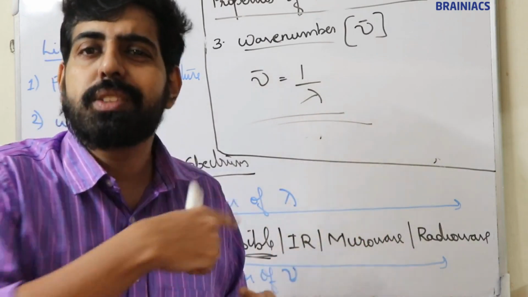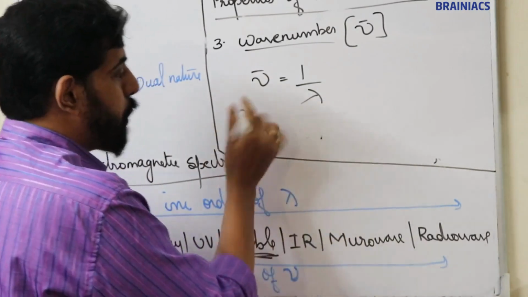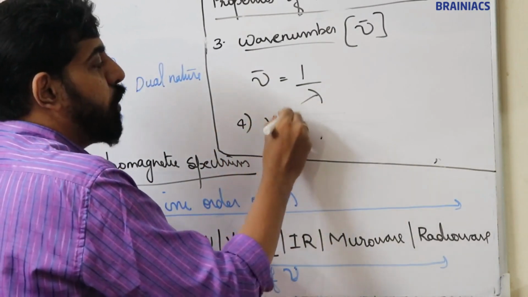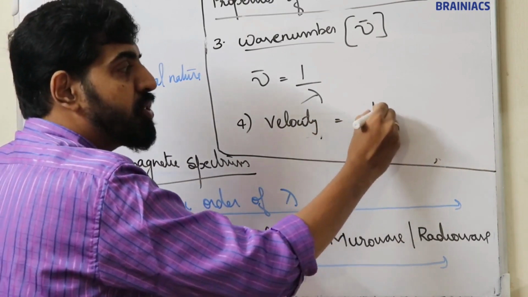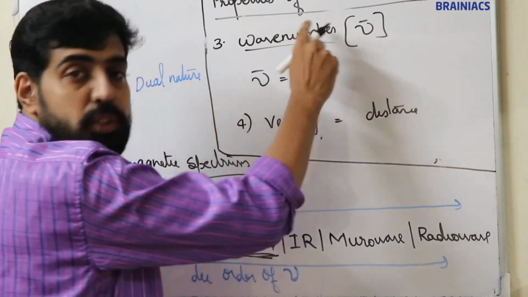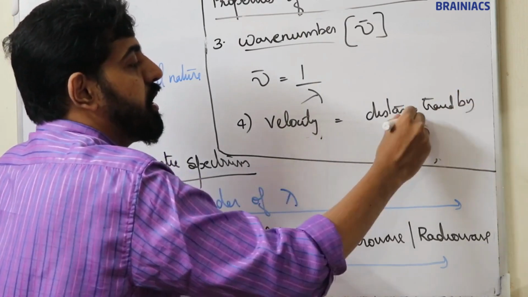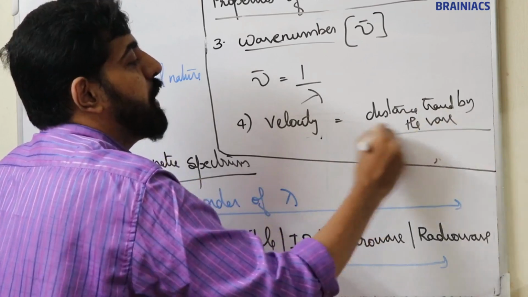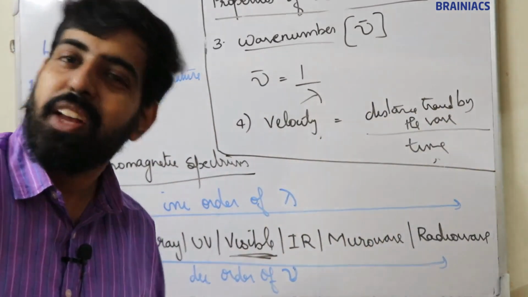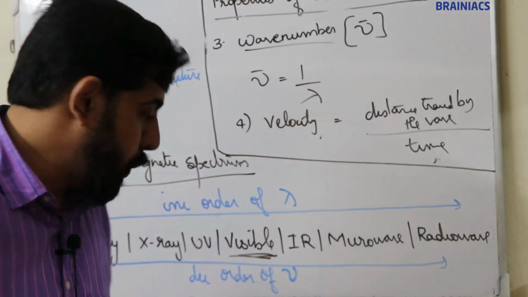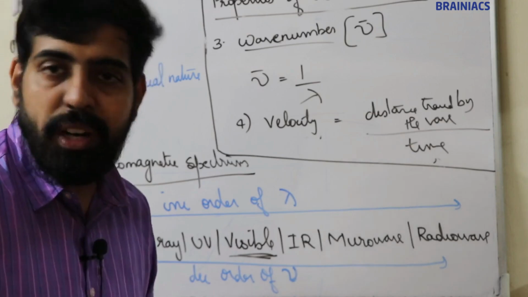What is velocity? Distance traveled divided by time. That you know. Velocity means distance or displacement by time. In the case of a wave, it is the distance traveled by the wave per time. That is the velocity of the wave. Same equation. So these are the four important properties of transverse wave.